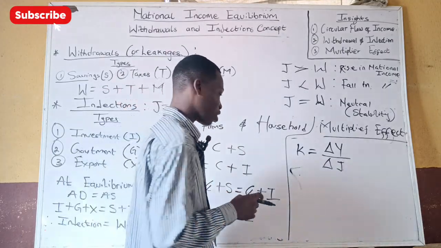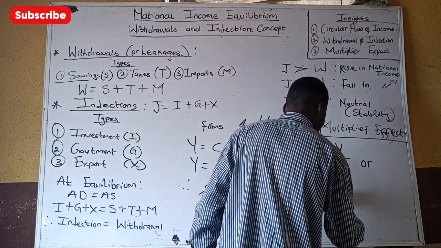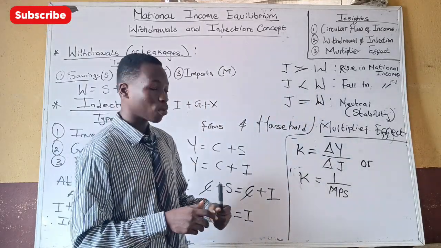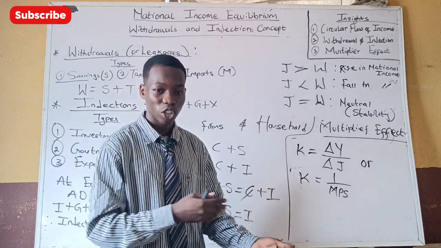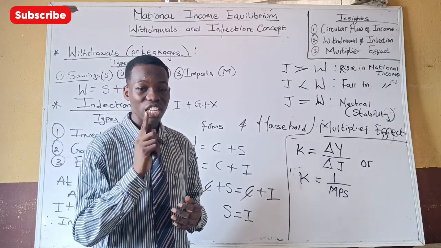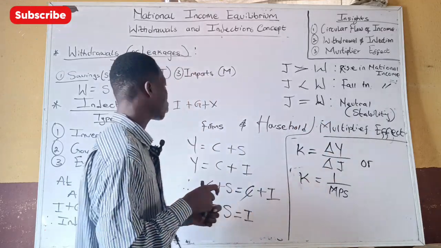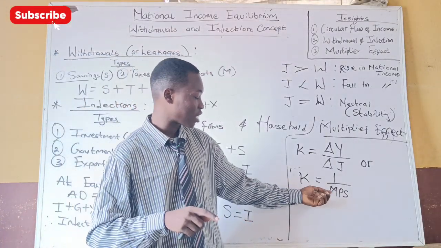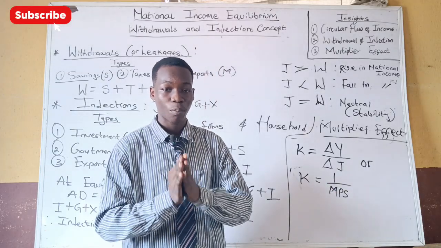And we have an alternative formula. The alternative formula there is that K is equal to 1 over MPS. So MPS simply means marginal propensity to save. Sometimes they call it marginal propensity to withdraw. But in that withdrawal now, we are looking at only the two sector economy, that is, the simple economy. And don't forget, for the simple economy, I said we only have savings. That's what I explained at first. That's why, instead of writing marginal propensity to withdraw, you just write marginal propensity to save.